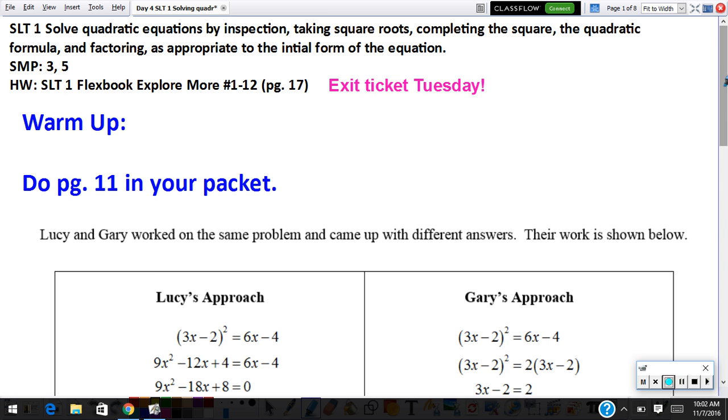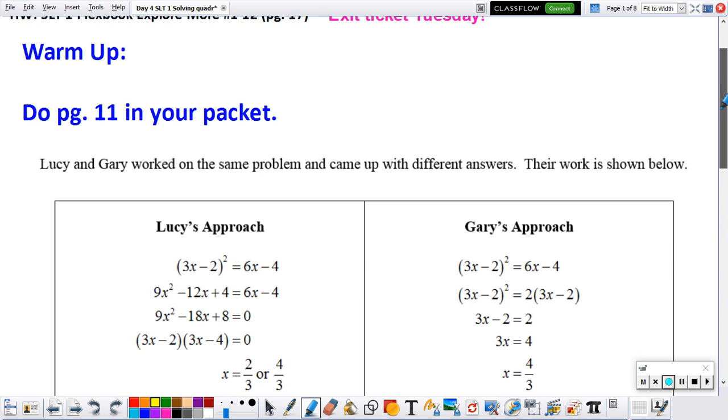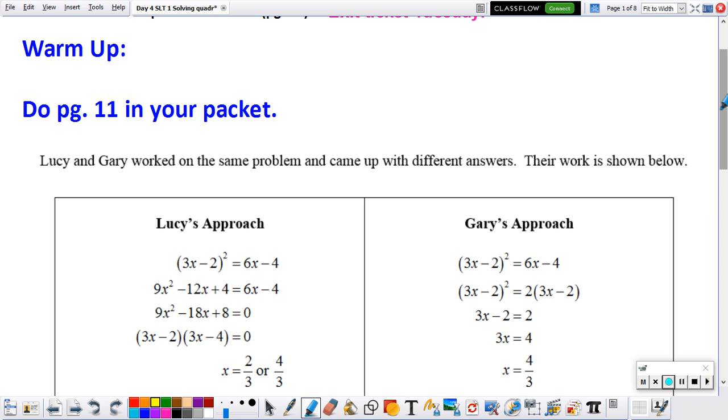So you'll notice that Lucy has 2 solutions and Gary's only got 1. Why is that? Well, the reason is that Gary went to math jail. Sorry, Gary, you went to math jail. Boo-hoo for you. Right here, you'll notice that we've got 3x minus 2 squared, and here's our other 3x minus 2, and then in this line, oh, it's missing!